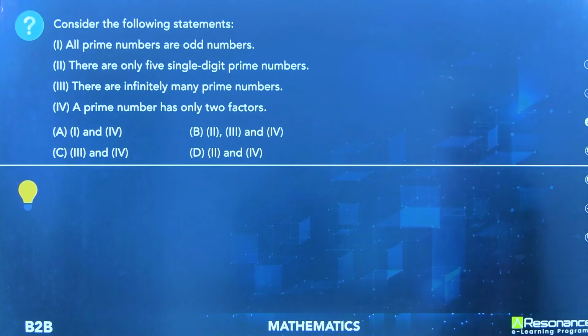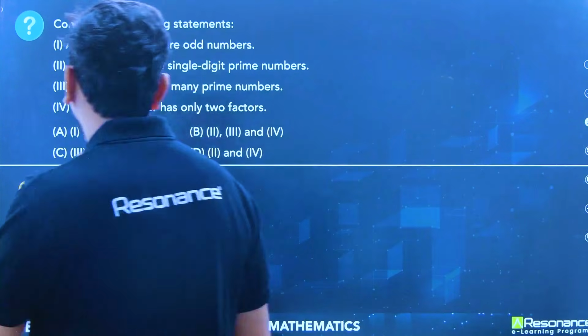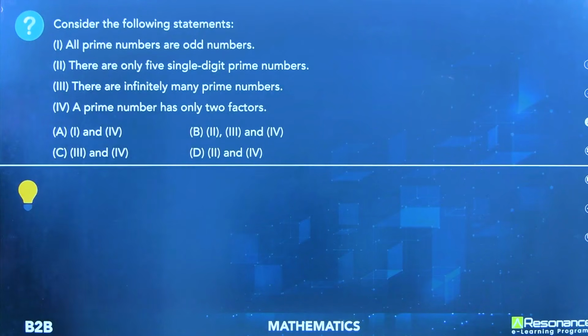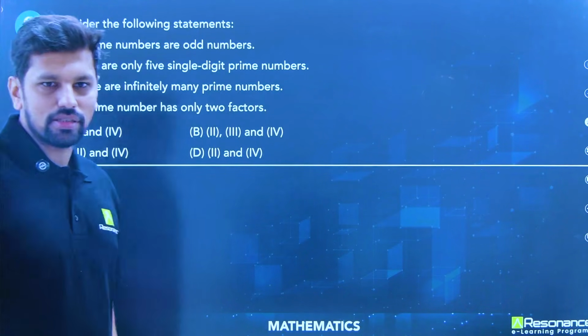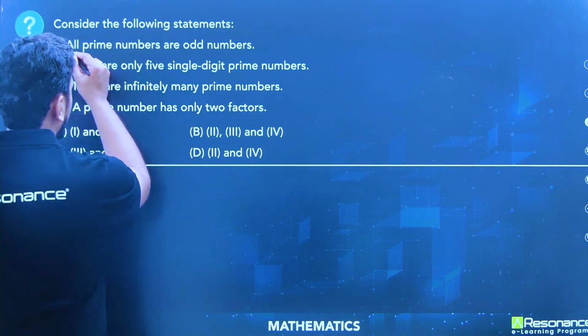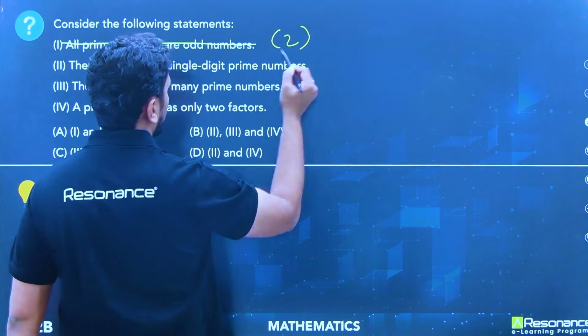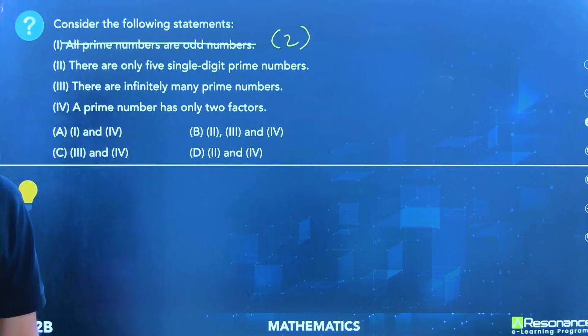Priya is too fast. She said C option. Okay, all prime numbers are odd numbers. This is a false statement. Why? 2 is already there. Yes or no?